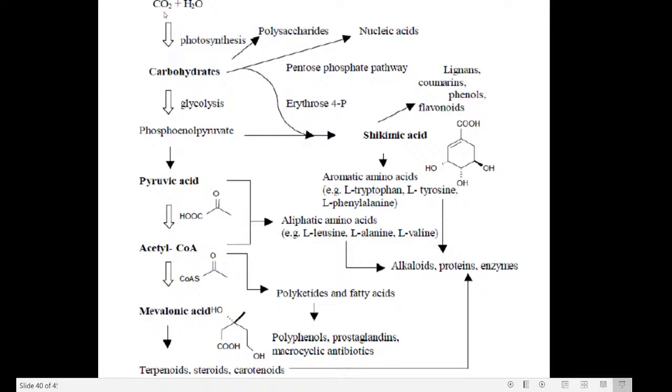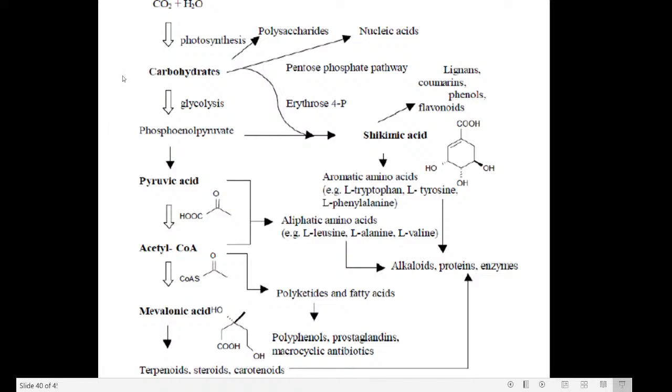Here another way is photosynthesis, which happens in the plant using H2O2. Photosynthesis helps to produce carbohydrates. These carbohydrates help to produce polysaccharides, nucleic acids, and the pentose pathway, activating the succinic acid pathway. The carbohydrates undergo the glycolysis pathway, producing phosphoenol pyruvate, which produces pyruvic acid. Then acetyl CoA production and mevalonic acid production. This mevalonic acid is helpful for terpenoid, steroid, and carotenoid production.